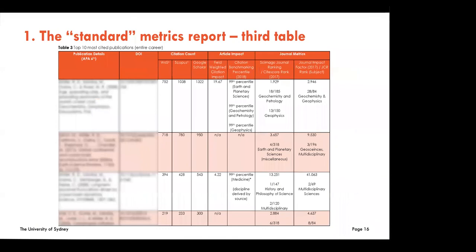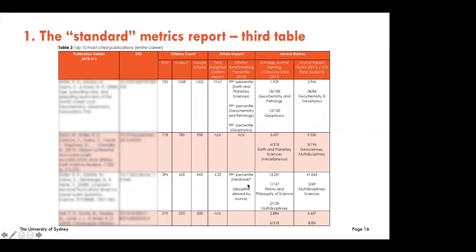So we've got the publication details first, then the DOI, so that they can go back and just confirm the paper itself. And then we've got the citation counts, and then we've got article impact figures. So the field weighted citation impact for that article. And you can see that top one is ridiculously huge, nearly 20. And then we've got the percentiles appearing there.